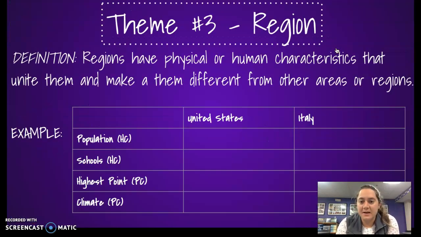Theme number 3, region. I have quite a few 8th grade students who just see the word and think it says religion. It does not say religion, it says region. So a definition, it says regions have physical and human characteristics that unite them and make them different from other areas or regions. So my example here, it's just a table.